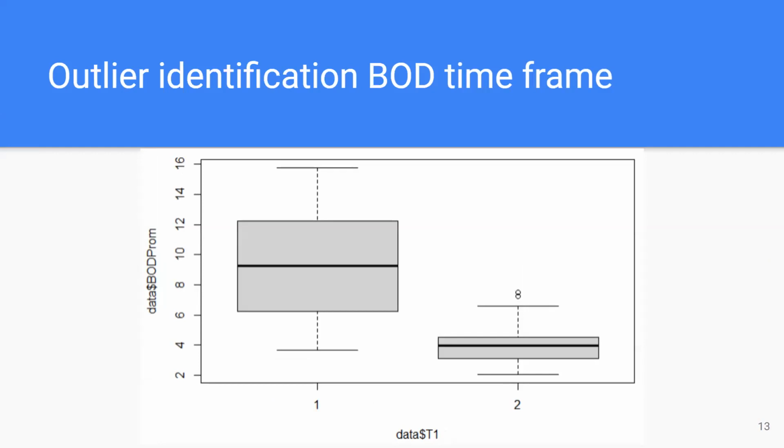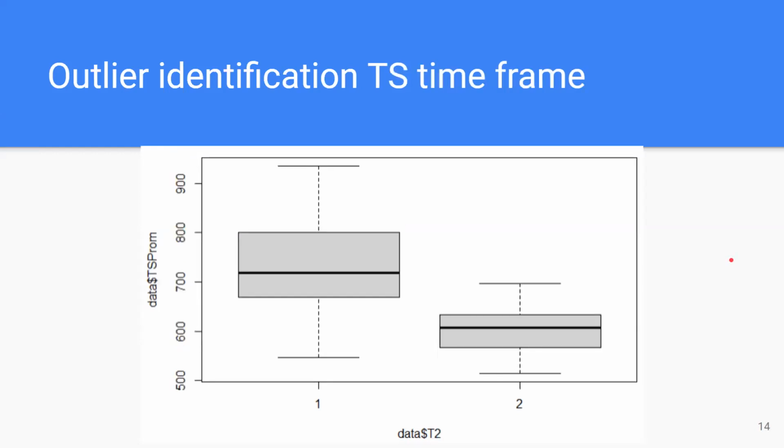The next, for the second statistical hypothesis, which is BOD in time frame 1 and time frame 2, we have 2 outliers in time frame 2, which are those points of the box plot. And for the third hypothesis, which is the TS, the total solids, in time frame 1 and 2, we don't have any.